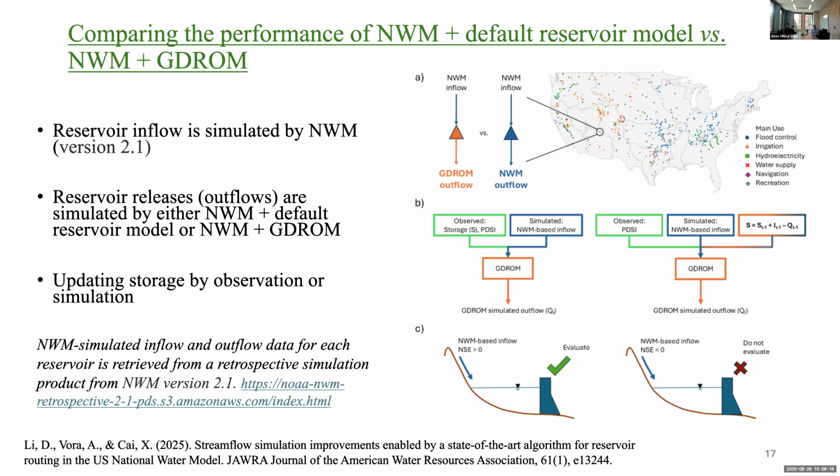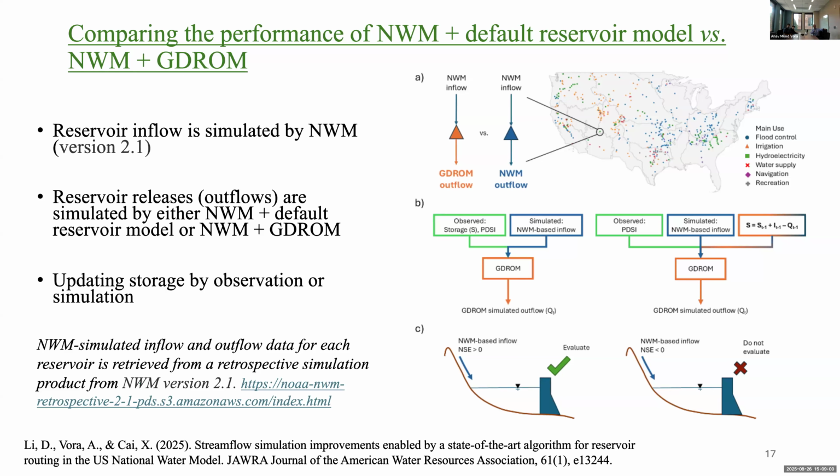All right, and then we use the inflow provided by NWM, and we try to replace the existing reservoir module within NWM with GDROM. Then we could show how a GDROM-based model would produce some improvement, right? So that's why here we have NWM and NWM plus GDROM. But here we also show a little more detail.